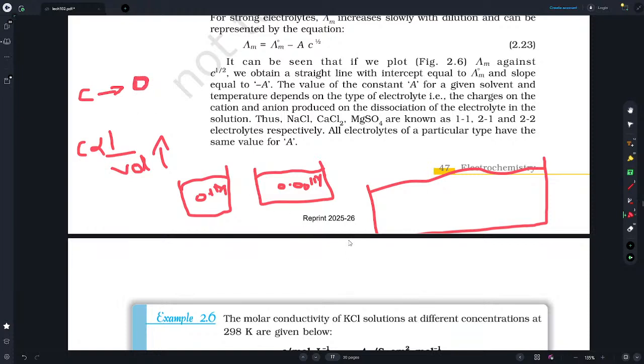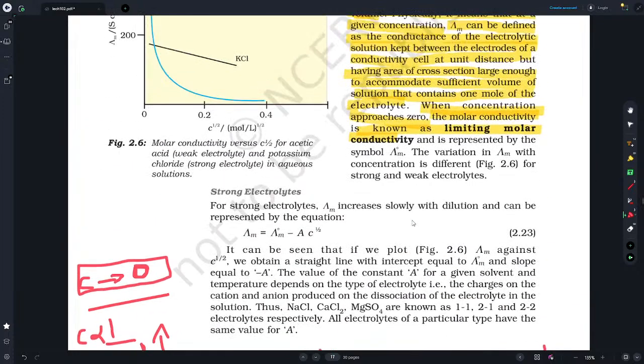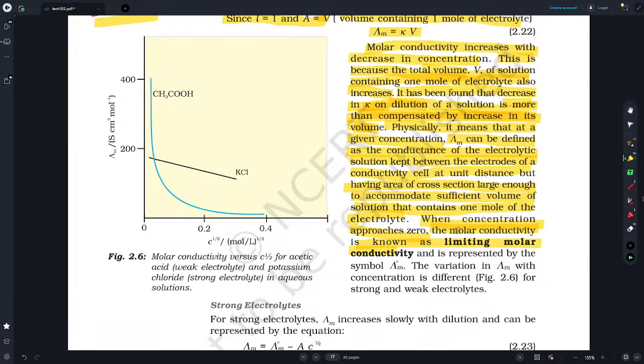As the solution reaches infinite dilution, or the concentration of the solute approaches 0, under either of these conditions, the molar conductivity is known as limiting molar conductivity and is represented by lambda naught m.